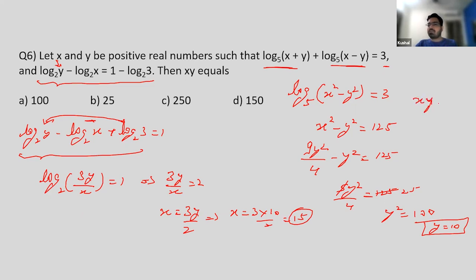Be very careful while marking the answer. They might give you x and y in the option choices. Look at this, x plus y is there in the option choice already. Please do not mark that as the answer. They've asked you x into y, and x into y will be what? 150. So option D will be the correct answer for this, right?